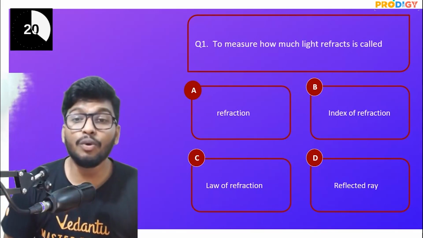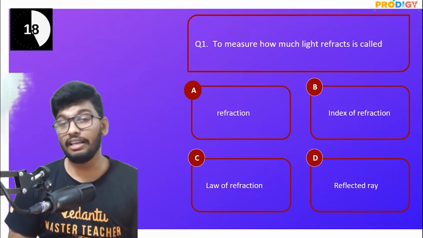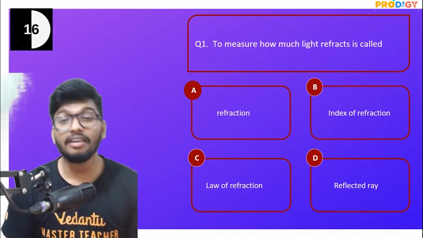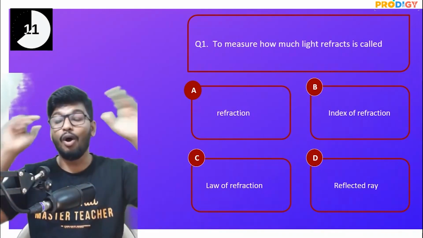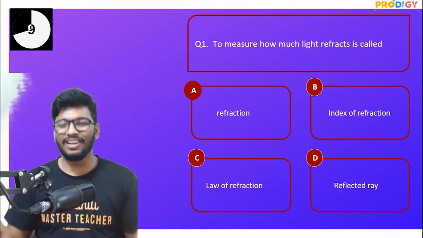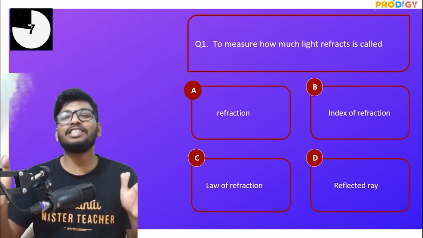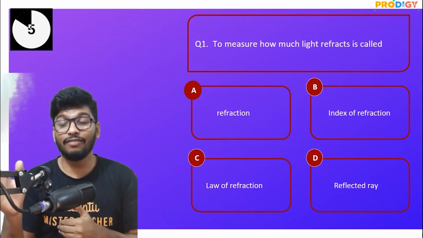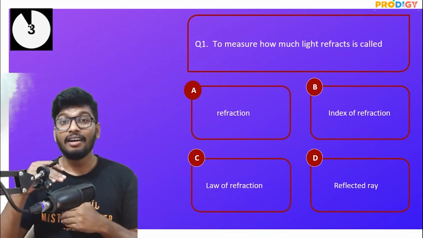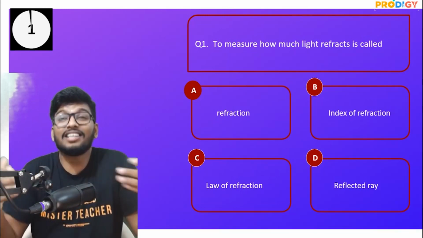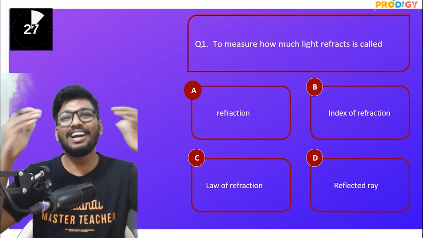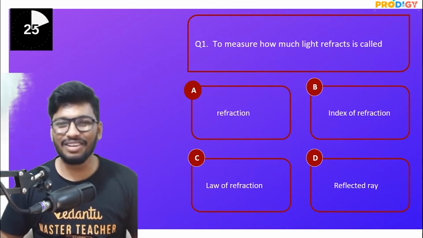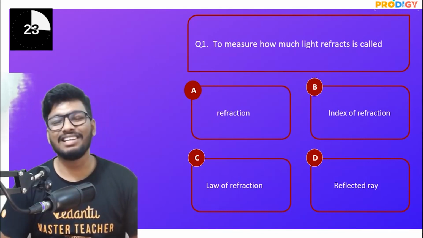The question is this: to measure how much light refracts is called what? Refraction, index of refraction, law of refraction, or is it refracted ray? Let me just rephrase the question a little. To measure how much a ray of light gets refracted, what is the one thing that tells you by how much a ray of light is getting refracted? All right, what is that? Is that refraction? Is it the index of refraction? Is it laws of refraction, or is it refracted ray?